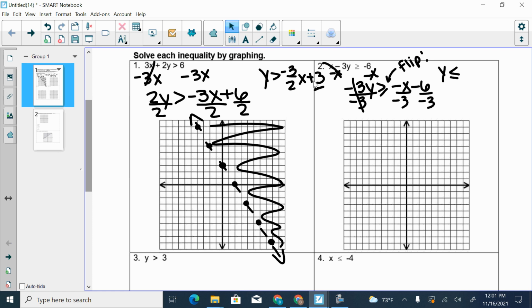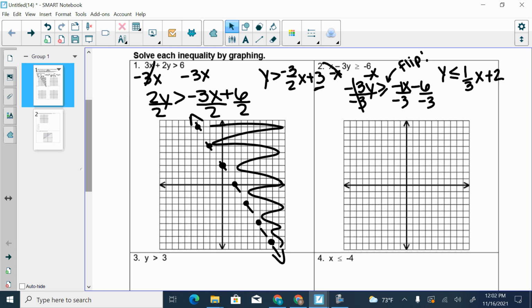Okay? Can we actually divide negative x by negative 3? No. But we know that that's basically like having a negative 1 there, right? And a negative divided by a negative will become a positive, so we can say that this is positive 1/3 x. And what is negative 6 divided by negative 3? Very good.